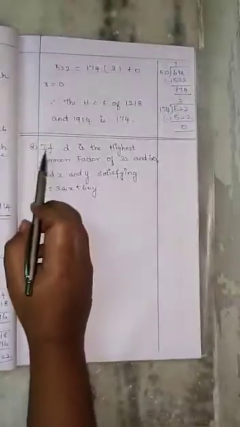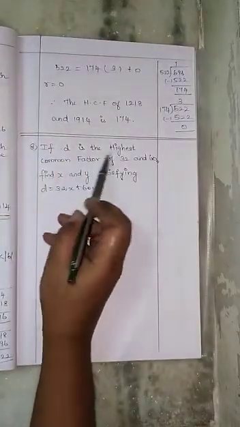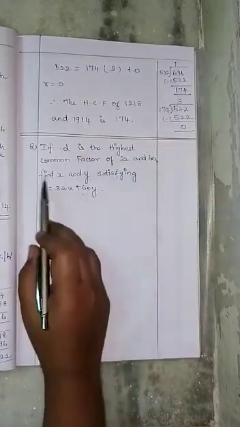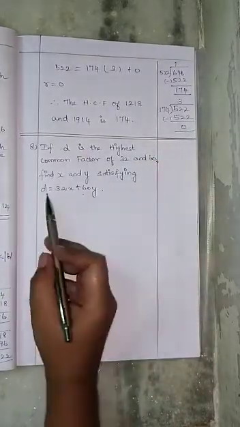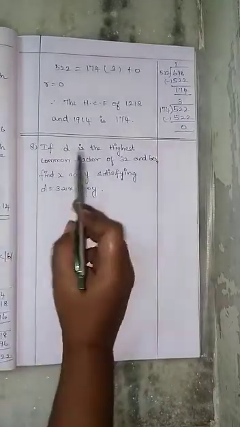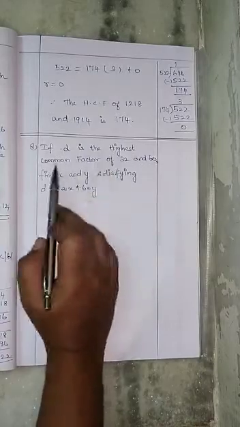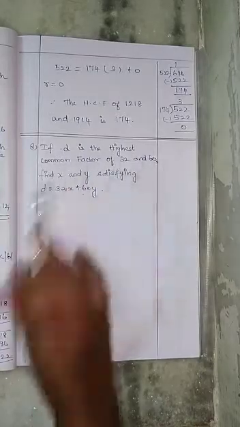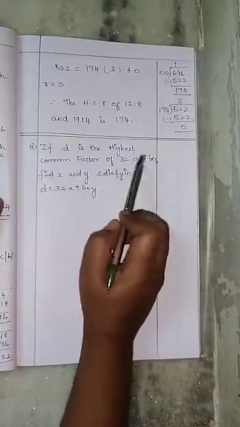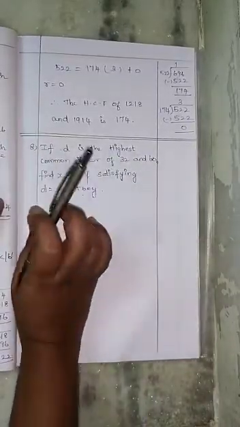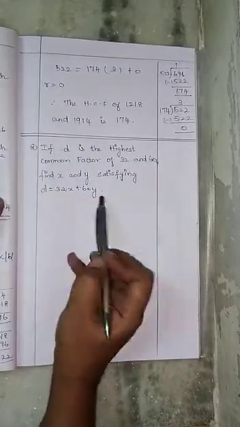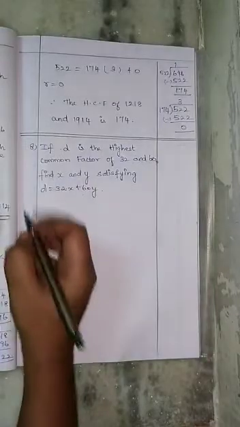We are going to learn 8th sum. If D is the highest common factor of 32 and 60, find x and y satisfying D equal to 32x plus 60y. So here D is the highest common factor, that means HCF of 32 and 60. They have given two numbers, so first we are going to find the HCF, that is the value of D. Next, using this condition, we are going to find the x value and y value. Okay, now we will proceed.